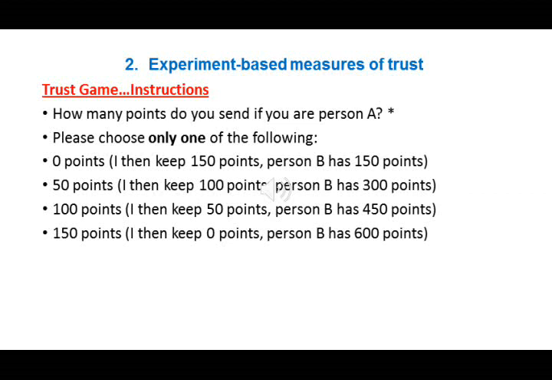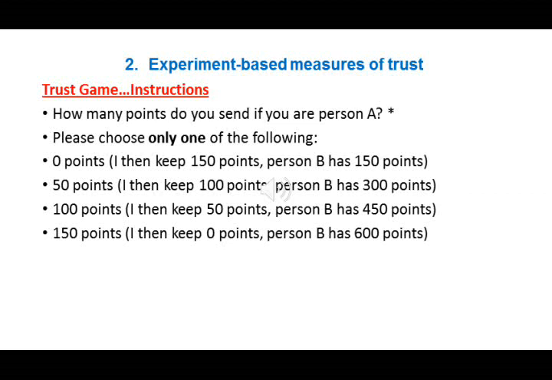Now we will be looking at those types of experiments where the subject assumes the two roles. So we ask him, how many points do you want to send if you are person A? And he has to choose one of these four options. Either the first option, which is 0 points, which means that this person will keep 150 points for himself and person B will be left with the 150 points of his endowment.